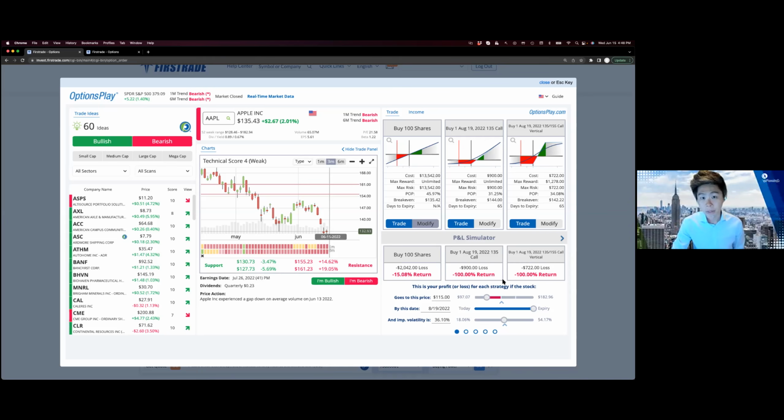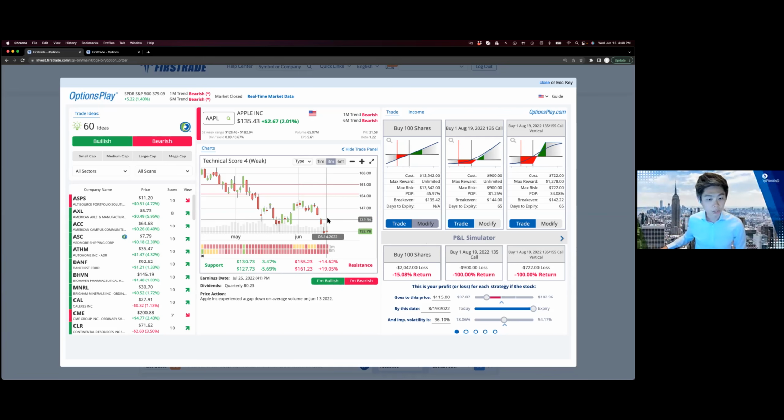And the Options Play platform gives you the starting points to help you understand which calls and puts to start looking at if you have a bullish or bearish view, and then using the P&L simulator to quickly understand your potential risks versus your potential rewards to decide, is this a trade you want to make?